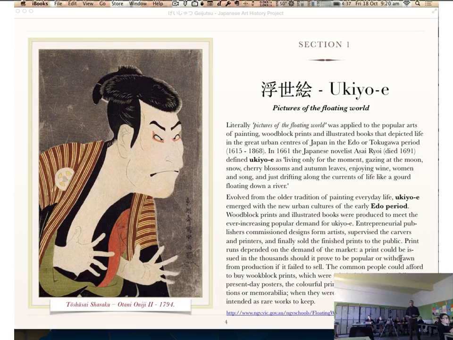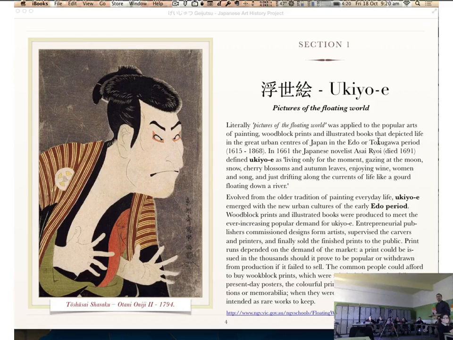The first one is this one here. Who wants to be my word of the day and try to pronounce these? Ukiyo-e. So that literally means pictures of a floating world. That's what that term means.